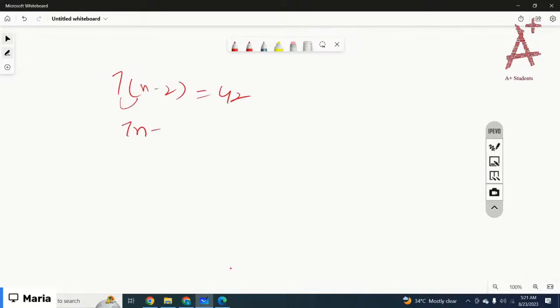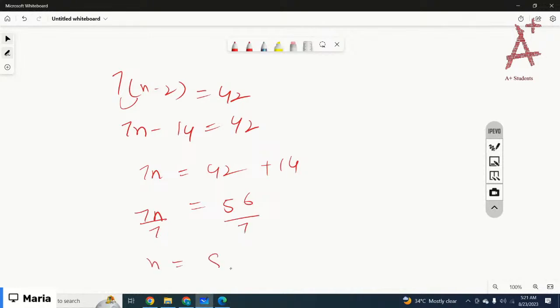7 times n is 7n and 7 times 2 is 14. Just add 14 to the other side, so it will be 42 plus 14, which is 56. 7n equals 56. Divide both sides by 7. n equals 8. 7 times 8 is 56. So the answer is 8.